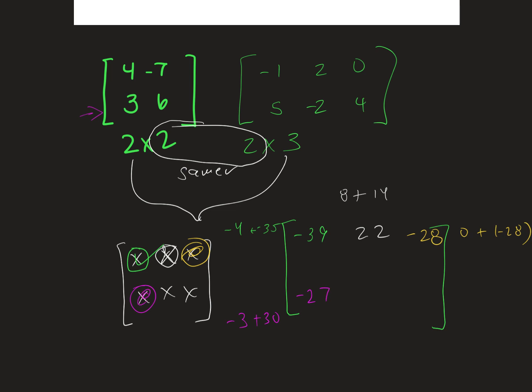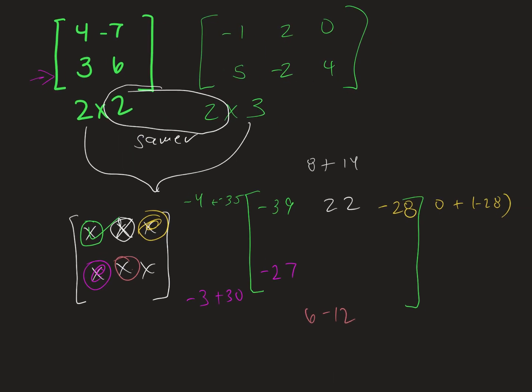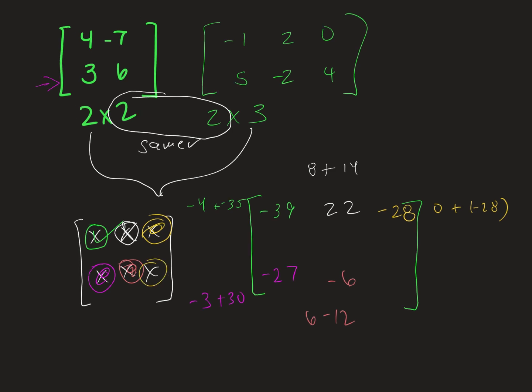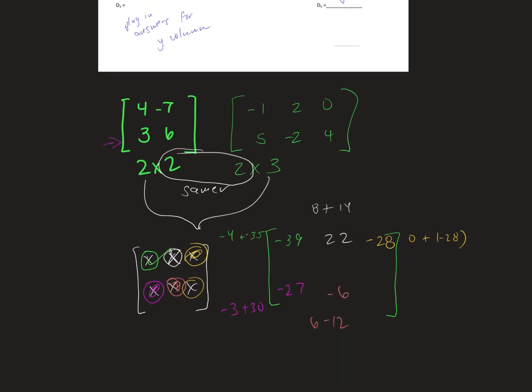So now I'm going to find a different color. This piece. Second row, second column. So 3 times 2 is 6. 6 times negative 2 is negative 12. So what's 6 minus 12? Negative 6. Good. And now we're going to find the last piece right here. Second row, third column. So 3 times 0 is 0. And 6 times 4 is 24. There is your answer. And you guys see all the work that I showed.